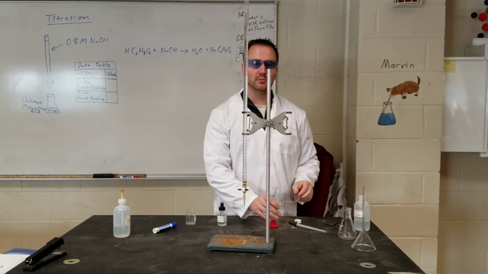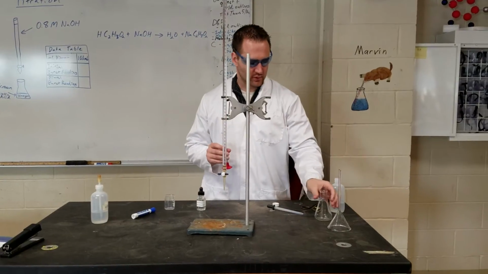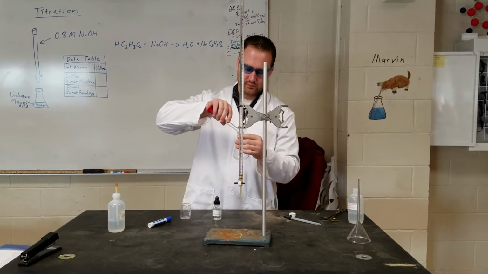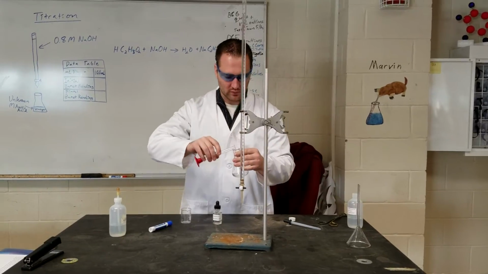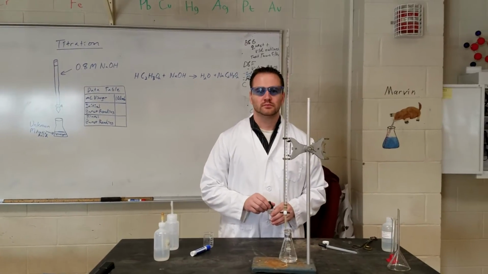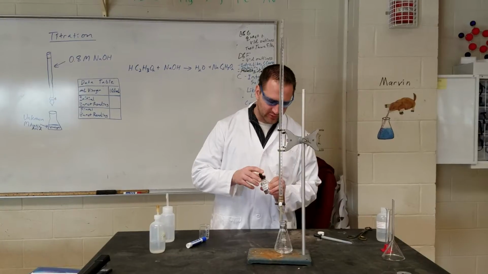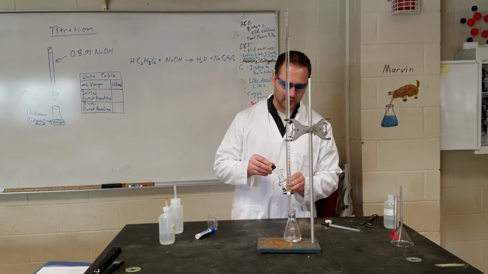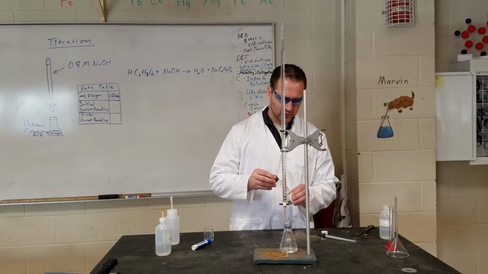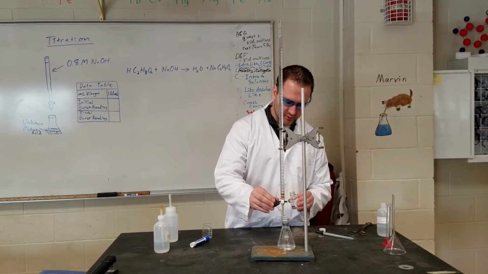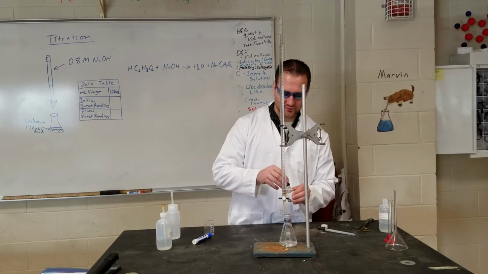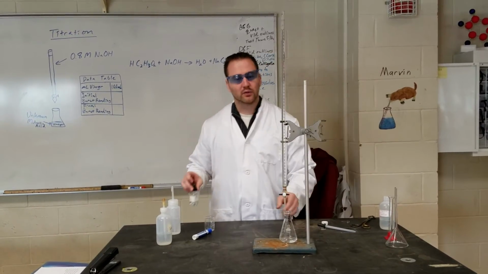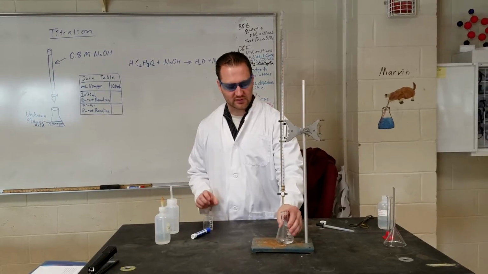I've measured out 10 milliliters of the acetic acid. I'm going to add that to this Erlenmeyer flask. Now I'm going to add a drop of phenolphthalein to the solution. And this is the acid-base indicator again that remains clear in an acidic solution, as you'll see here. 3 drops is sufficient. And then it will turn pink when I put it in the basic solution.